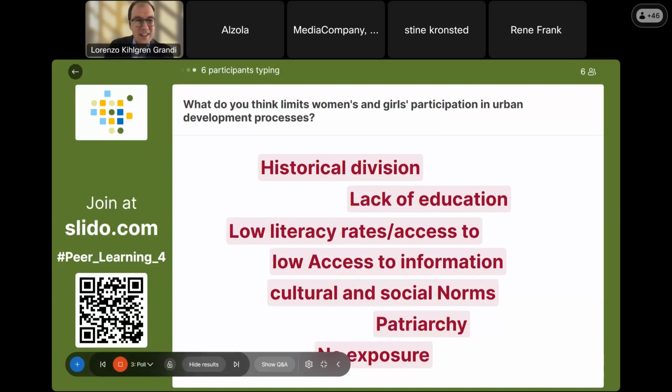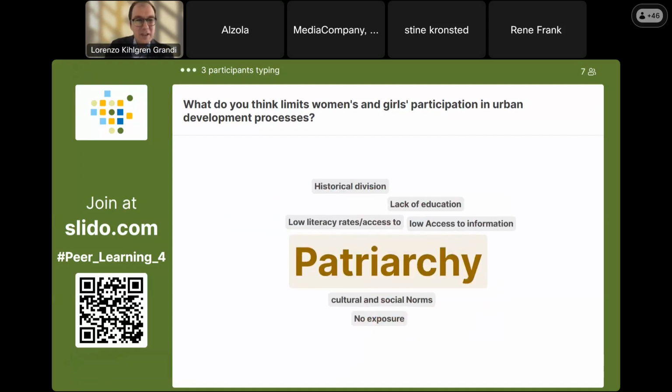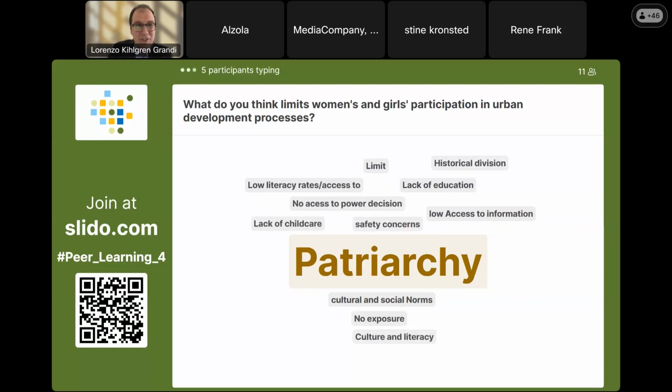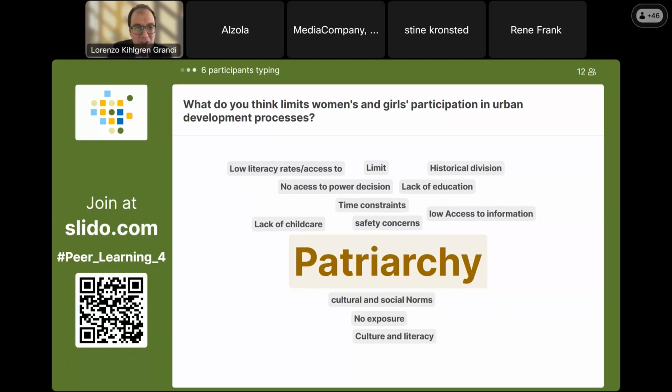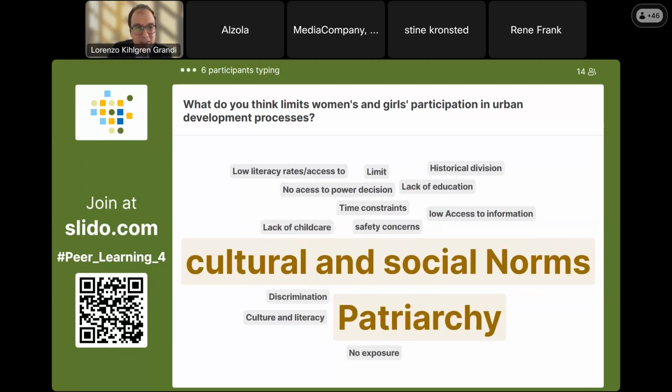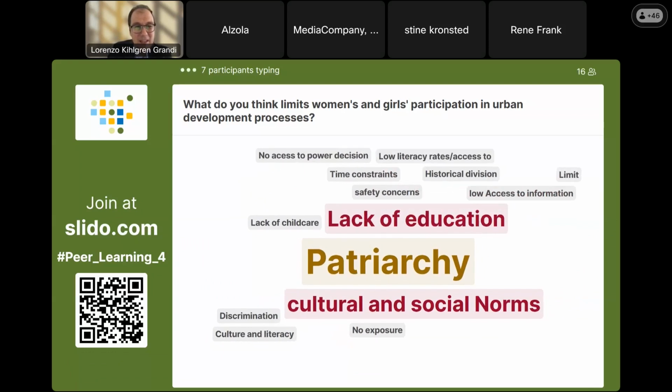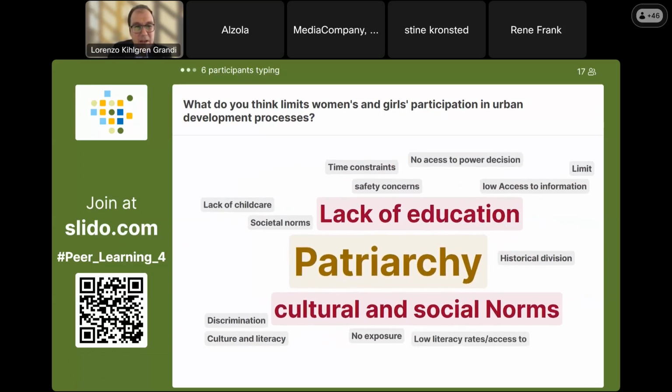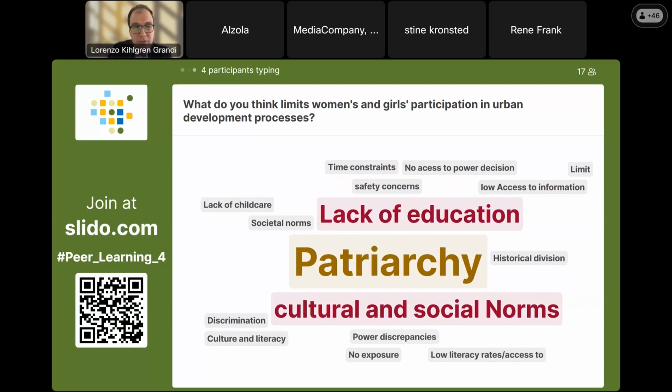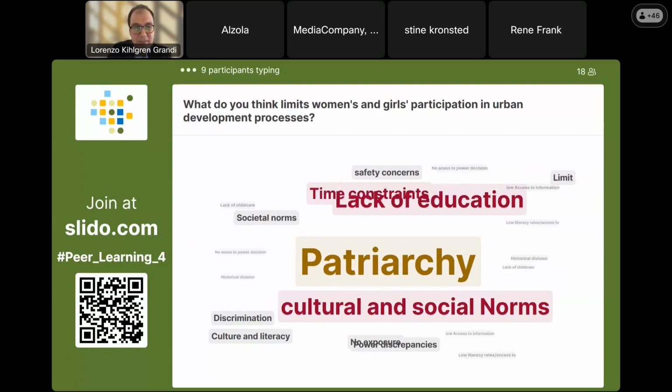What do you think limits women's and girls' participation in urban development processes? Last question. And we can see patriarchy as being the number one answer to this question, but there is a plurality of them. You can see low literacy rates, access to historical divisions or cultural and social norms emerges also as a main component. Patriarchy, definitely the number one, but lack of education and cultural and social norms comes right after that.